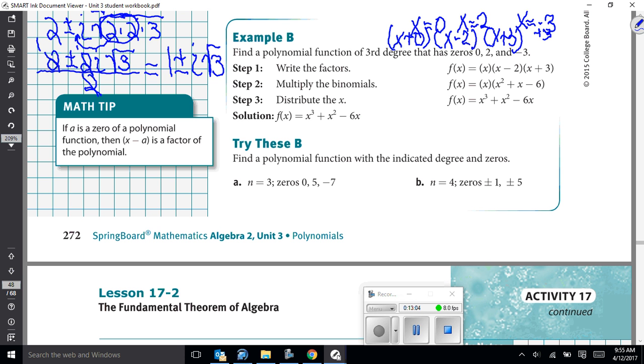All right, so let's try one together. We'll follow their 3 steps. Find a polynomial function with the indicated degree and zeros. Do you want to do A or B? A. All right, so let's do A. This tells us that our degree is 3, and our zeros are at 0, 5, and -7.